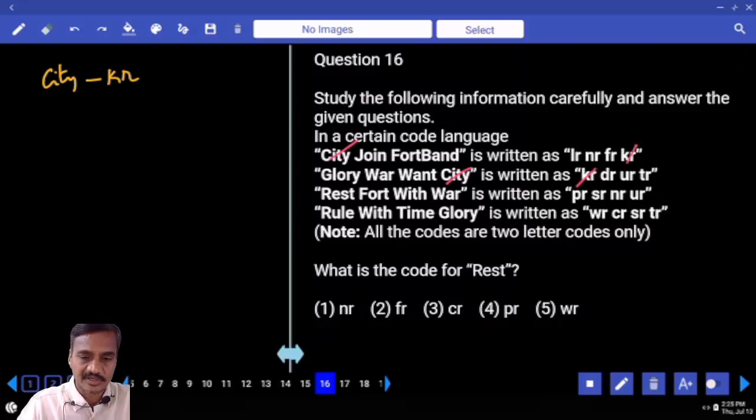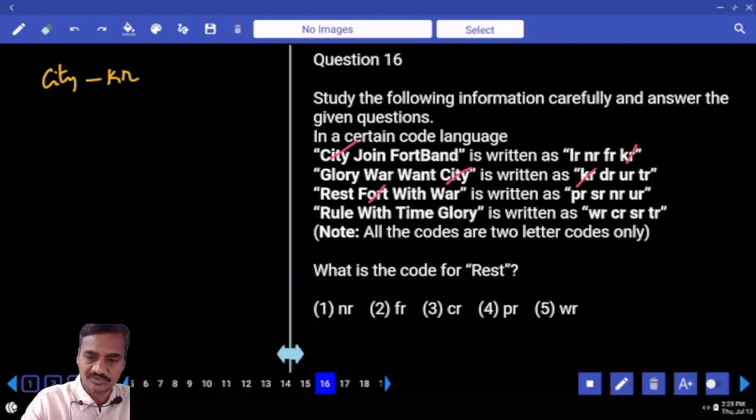Then again, 1 and 3: join fourth and band. Now fourth is the word that is common between first and third, and the code that is common between 1 and 3. And what is the code here? NR. And the code given to the word port is NR.